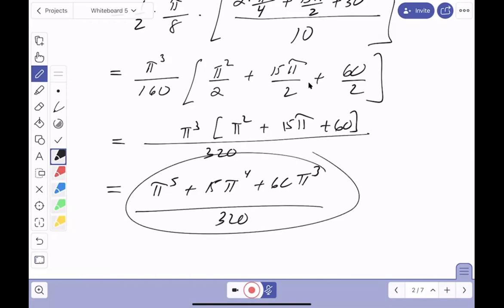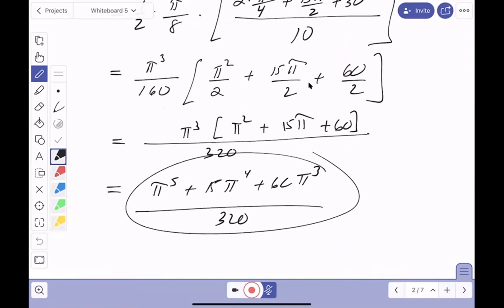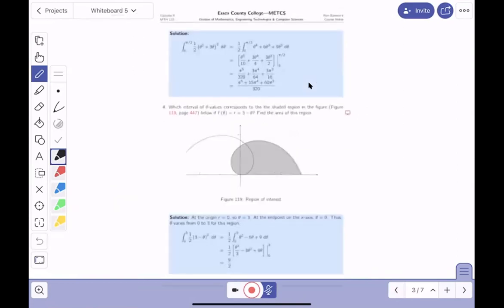All right. Mistakes happen in arithmetic. Let's take a look over here and see if I got that. 320. Did I get that? Yeah, I got that in the bottom. Pi 5, 15 pi 4. Yep. Did I get 65 cubed? Bingo, we got that. This is good news.